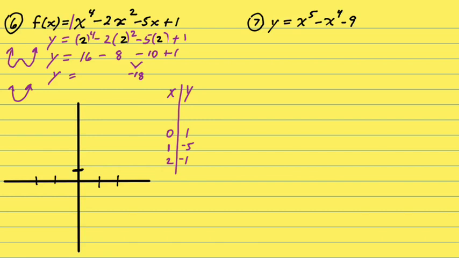So I know it's going to go through these points. If I try a negative 1, let's see what happens. Maybe I'll have to go to 2. Again, I'm not looking for extreme accuracy. I'm looking for the curvature, where it's going to go, in behavior as well, which I showed you right here.